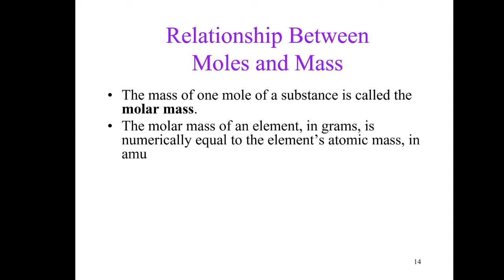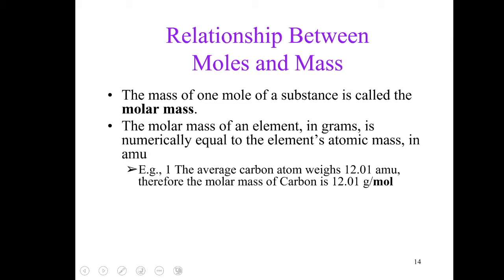So when you look up on that periodic table, that number at the bottom is going to be used as the molar mass and the atomic mass. The only difference is atomic mass is in AMUs, and it's the mass for one of those things, where the molar mass is the mass in grams for an entire mole. So an example is carbon. The average carbon atom weighs 12.01 AMUs, therefore the molar mass of carbon is 12.01 grams per mole.